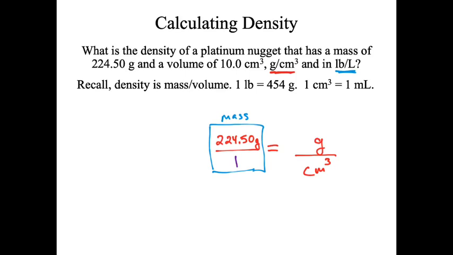Would that give us our answer if we just wrote 224.50 grams over 1? No. What's wrong with that? We don't have centimeters cubed. Am I given centimeters cubed? Yes. Where do I want centimeters cubed to show up? In the denominator. Centimeters cubed. What's the number in front of it? What number do I put in the numerator? 1.